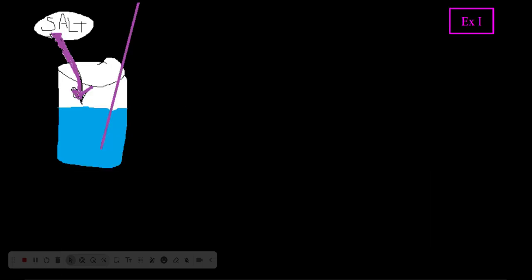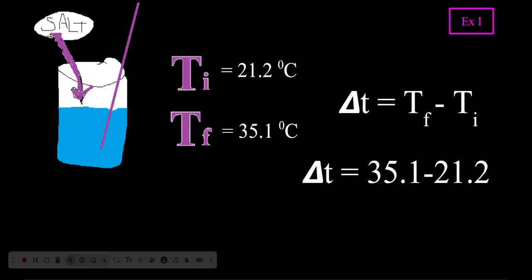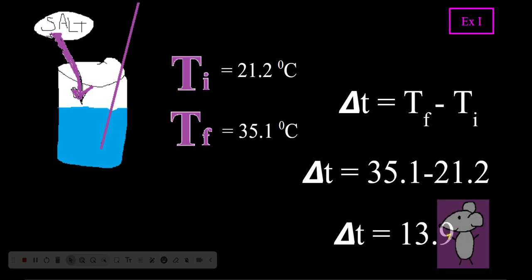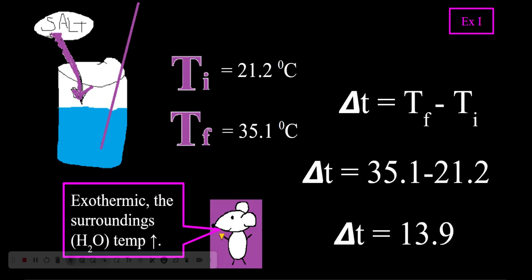Now let's look at some examples. Here we've got salt being put into water. Once again, salt could be any solute, and the temperature starts here and goes up. So I'd calculate my delta T, and I'm going to put it in. And I can't believe I didn't write the unit. Shame on me. It's a positive number, so that means this dissolution was exothermic because the temperature of the whole thing went up.